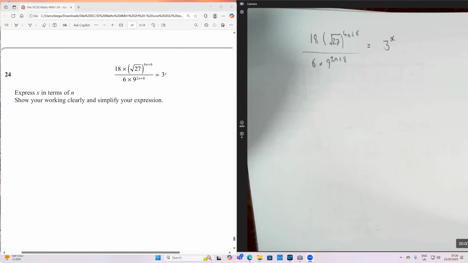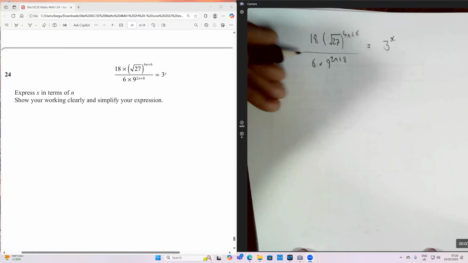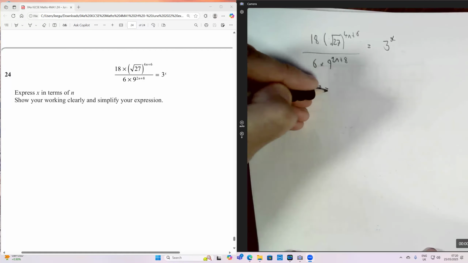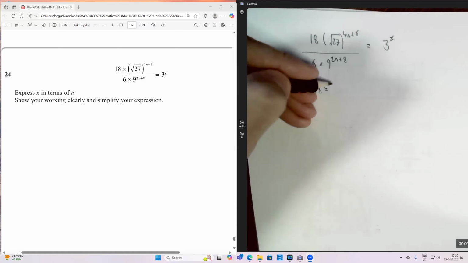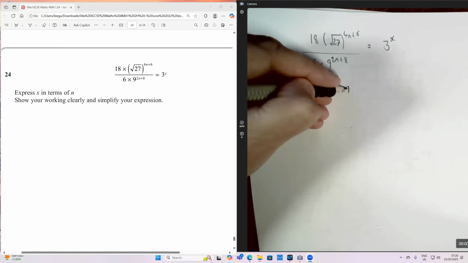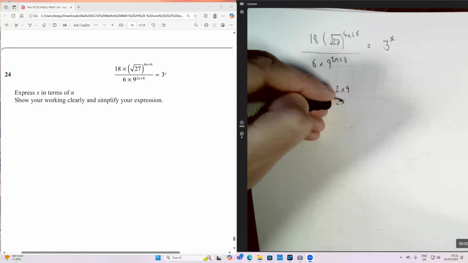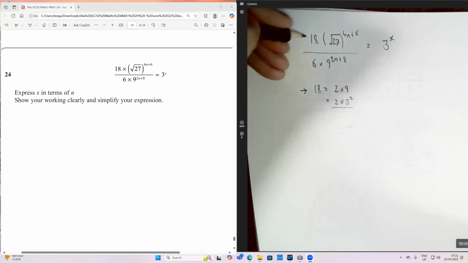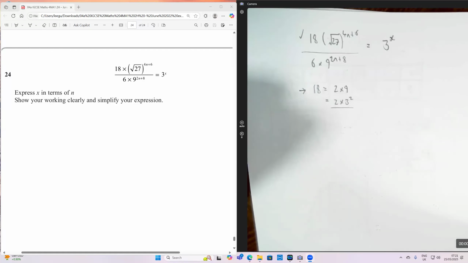Okay, so we're going to endeavour to take this whole thing and write it down in terms of powers of 3. So let's deal with all the different elements. The 18 can be thought of as 2 times 9, which in turn is 2 times 3 squared. So that's fine. We've dealt with that 18. That can be thought of as 2 times 3 squared.